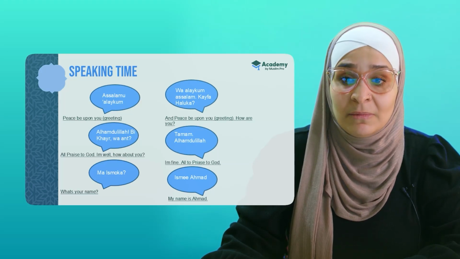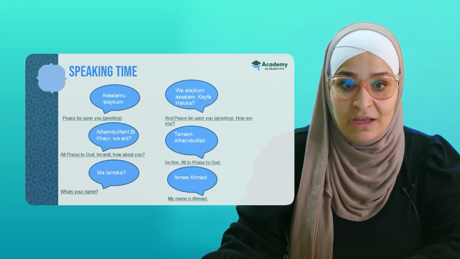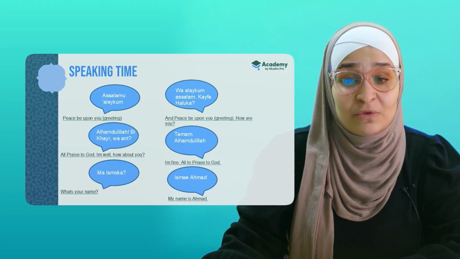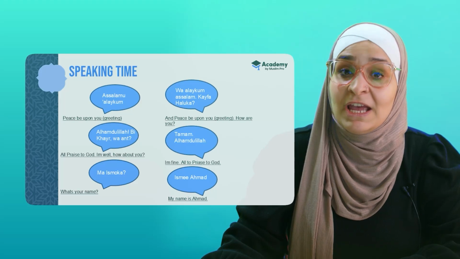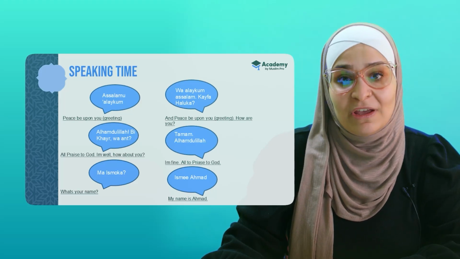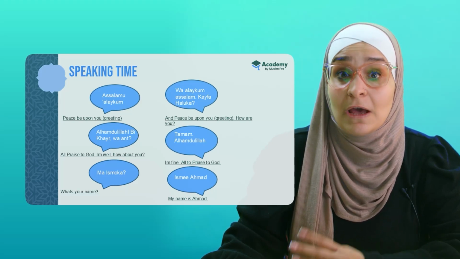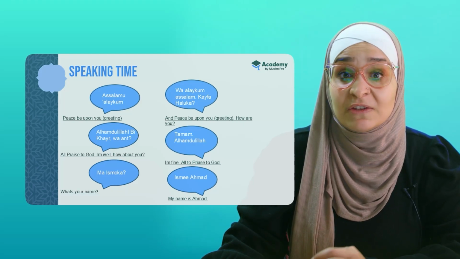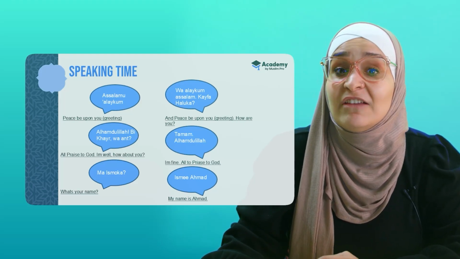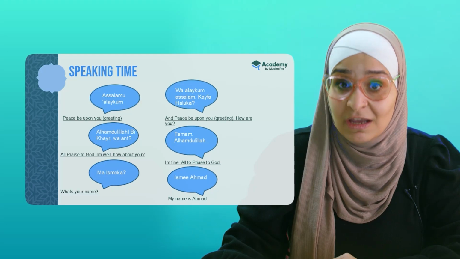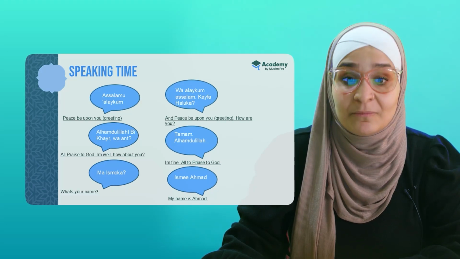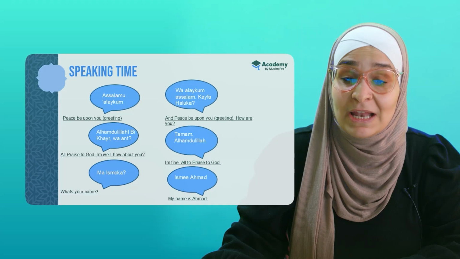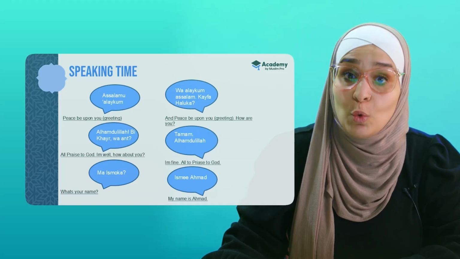وعليكم السلام كيف حالك. So السلام عليكم وعليكم السلام is the greeting we use to say peace be upon you, and كيف حالك is the question we use to ask how are you, directing our speech to a male. So remember, if I'm speaking to a male, I will say كيف حالك.